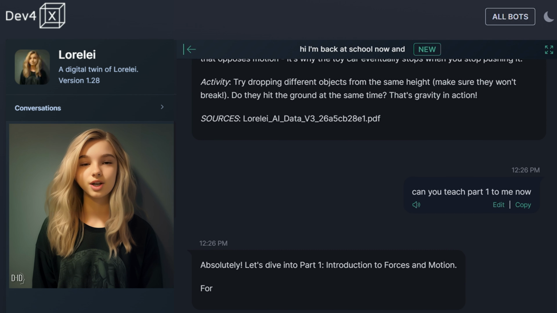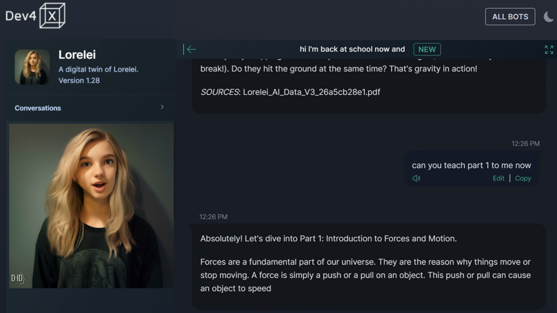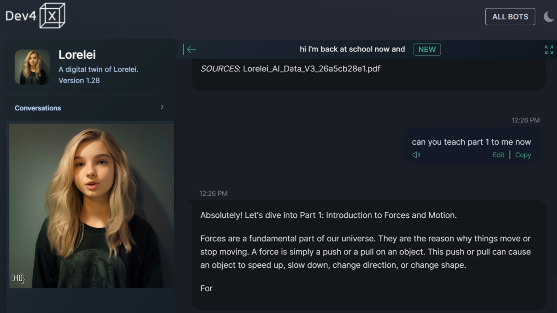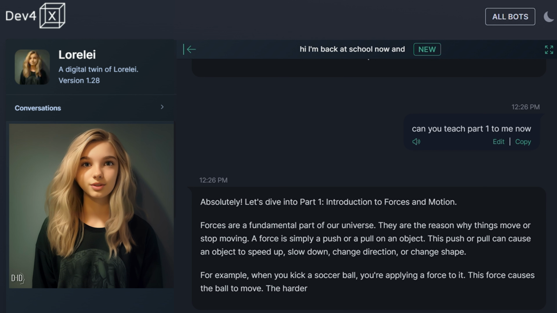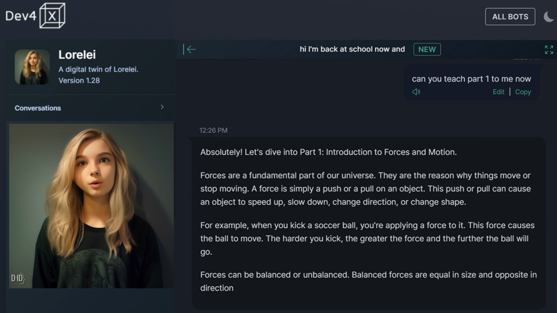Part 1, Introduction to Forces and Motion. Forces are a fundamental part of our universe. They are the reason why things move or stop moving. A force is simply a push or a pull on an object. This push or pull can cause an object to speed up, slow down, change direction, or change shape. For example, when you kick a soccer ball, you're applying a force to it. This force causes the ball to move. The harder you kick, the greater the force and the further the ball will go.